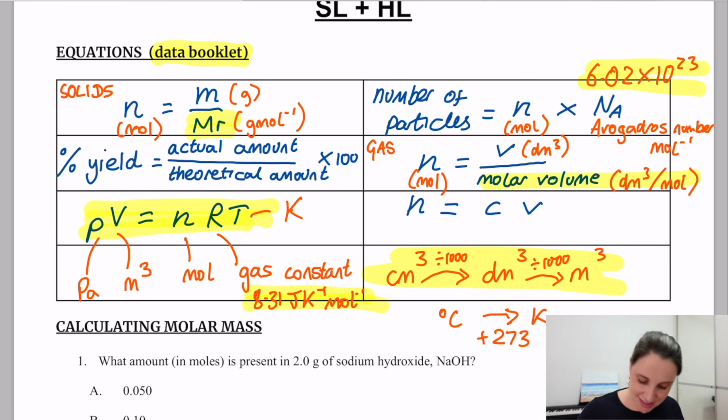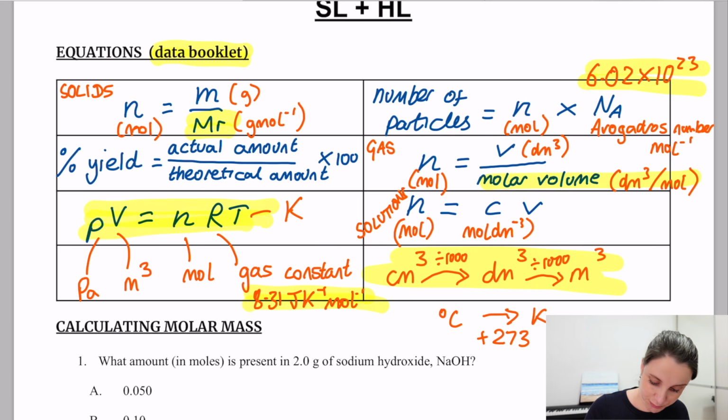Okay, last equation. This is our equation for solutions. So for solutions, you've got your moles, n, equals the concentration in moles per decimeters cubed, and then times by the volume, which is measured in decimeters cubed. So again, making sure that if your volume's in centimeters cubed, then you're doing the conversions between those units. And that is all of the equations that you need for this unit, with the units of all of those equations for you there. So let's have a go at some questions.